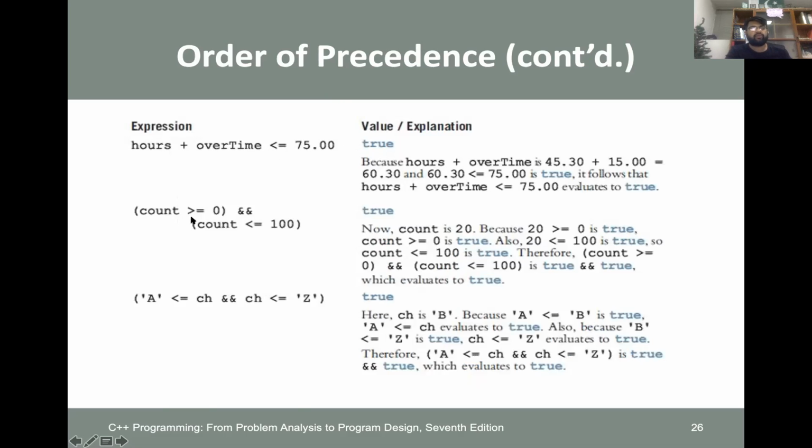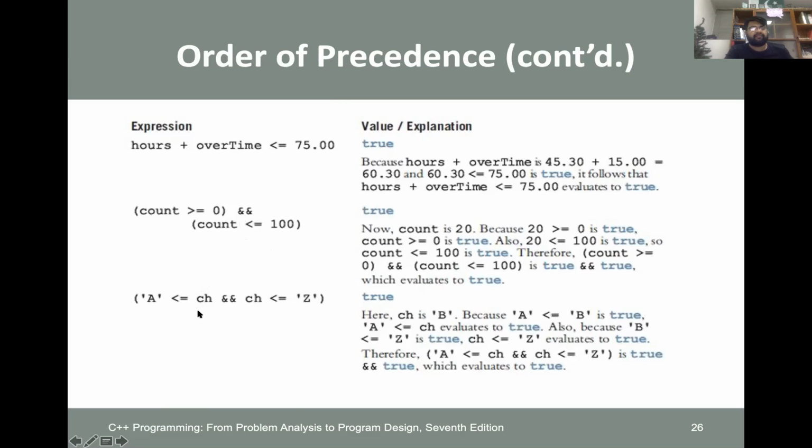Similarly, we can talk about count is greater than or equal to 0 and count is less than or equal to 100. Since count here is 20, and 20 is greater than or equal to 0, this is true. And 20 is less than or equal to 100 is also true. Hence this one will evaluate to a true value.